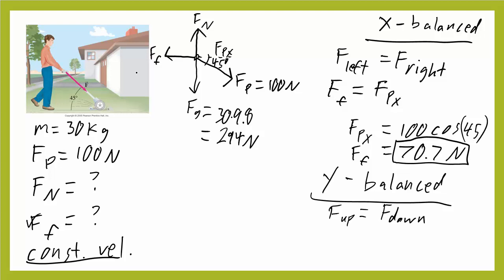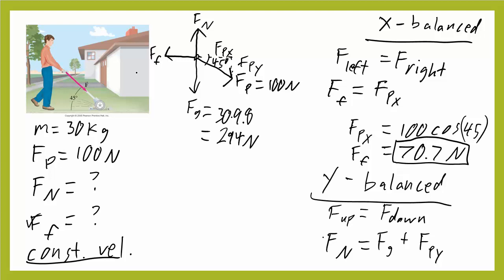The only up force is the normal force, so that's easy. And now sometimes it's easy to forget this push force has a vertical component. So in addition to gravity, we also have Fpy pushing down. So I'm going to say gravity plus Fpy. So just looking at this, the normal force is going to be greater than if we weren't pushing on it at all. Because we're pushing down, that makes the normal force go up a bit.